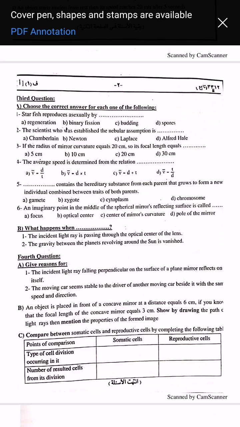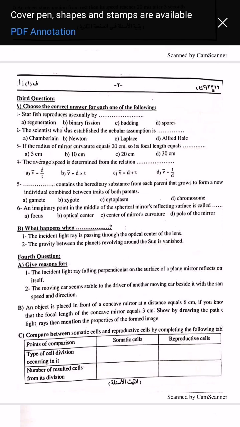The answer is, of course, regeneration. The scientist who established the nebular hypothesis is Chamberlain, Newton, Laplace, or Alfred Hoyle. The answer is Laplace.